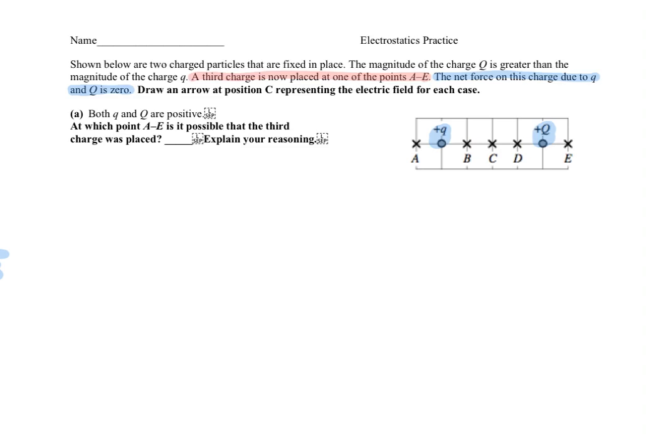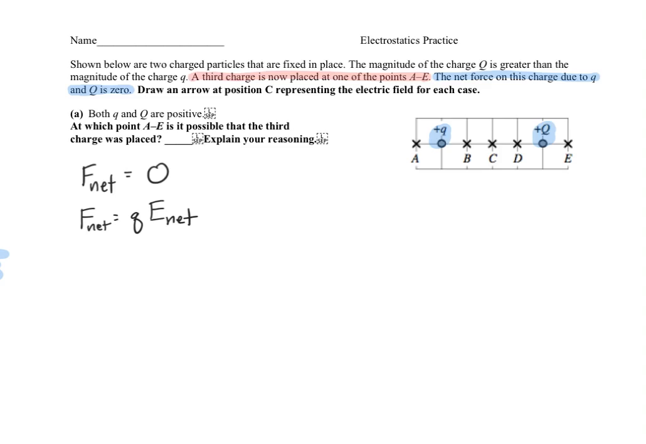The reason why it doesn't matter what the third charge is, is because if the net force on a charge is equal to 0, well, the net force is equal to the value of the charge times the net electric field. If the net force is 0, then the net field has to be 0 as well. So the question is really asking at which of these points could the electric field be equal to 0?